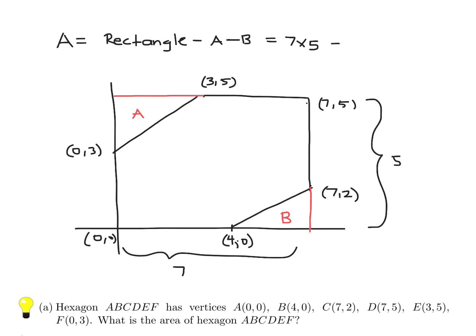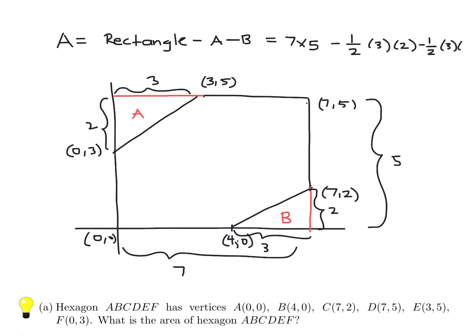And then the area of A is 1/2 base times height. The base is 3, and the height is 2. This is 2, I believe, and this is 3. And then B is, again, 1/2 base times height. This is 4 to 7, so that's 3, and this is 0 to 2, so that's 2. So, again, 3 and 2. Okay, so that's 35 minus 3 minus 3. And that is 29. So 29 is the answer to this question.